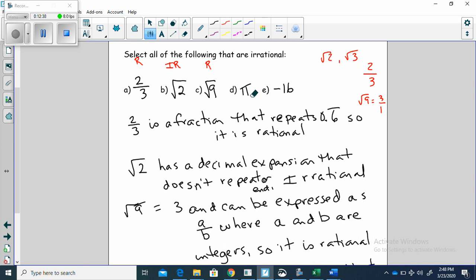How about pi? Pi never repeats. 3.14, and it goes on and on and on. We don't know where it ever ends. It never ends. Hence, pi is irrational. How about negative 16? Can't this be expressed as negative 16 over 1? That's a over b, isn't it? If it can be expressed as a over b, then it is a rational number.